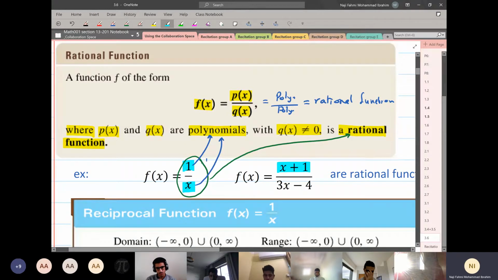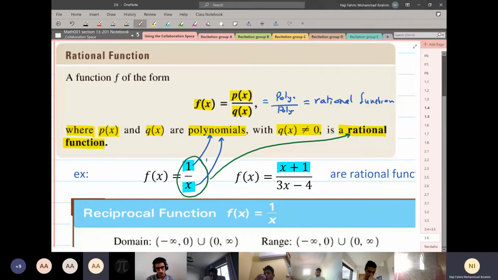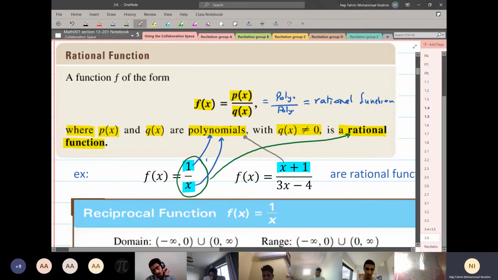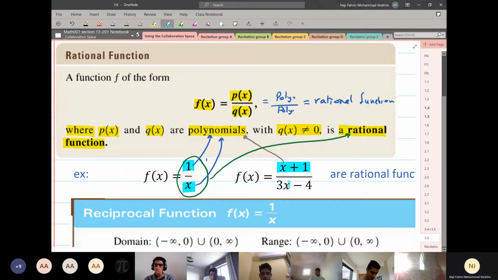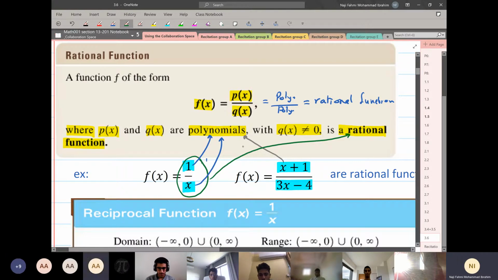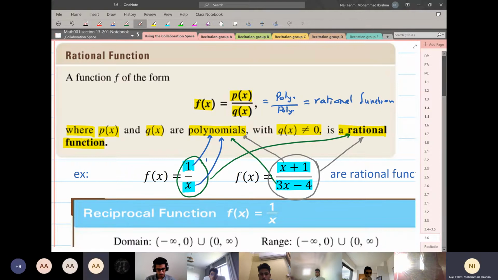Now let's look at the second example. x plus 1, is it a polynomial? Yes. 3x minus 4, is it a polynomial also? The answer is yes. So are we dividing them or not? Since we are dividing a polynomial by a polynomial, what do we call this? A rational function.